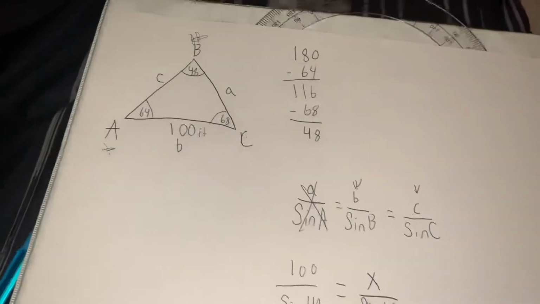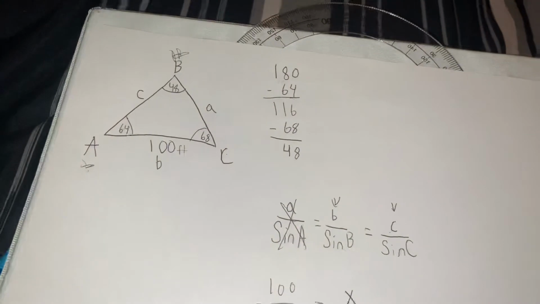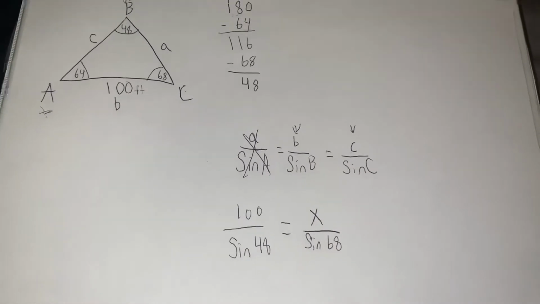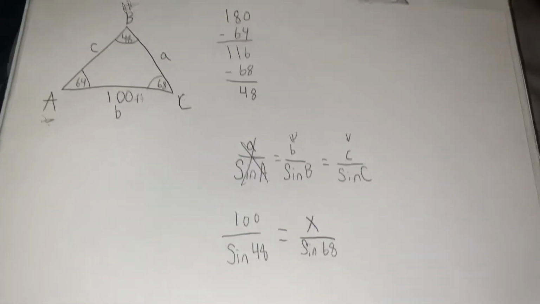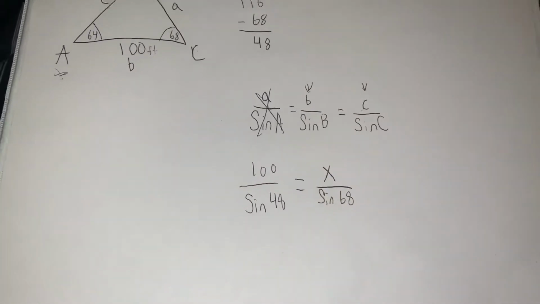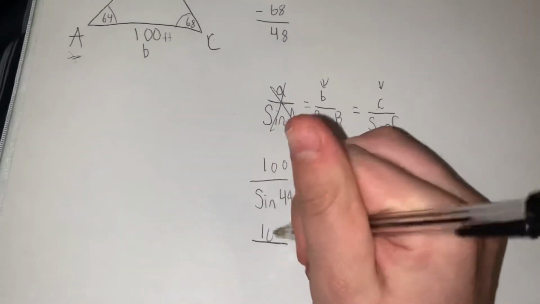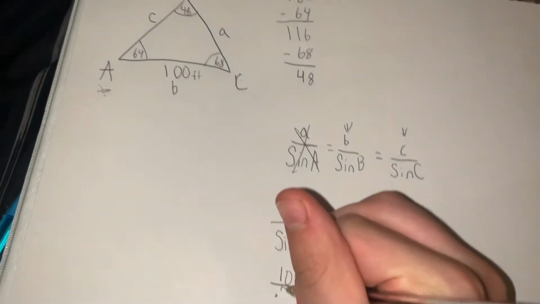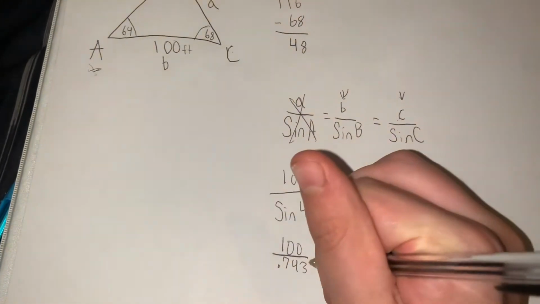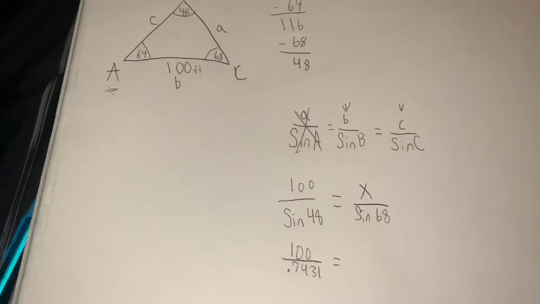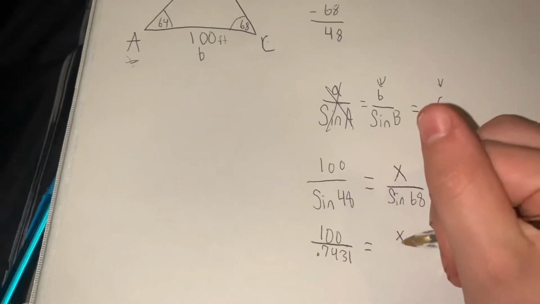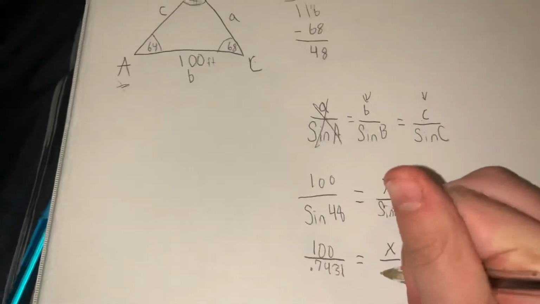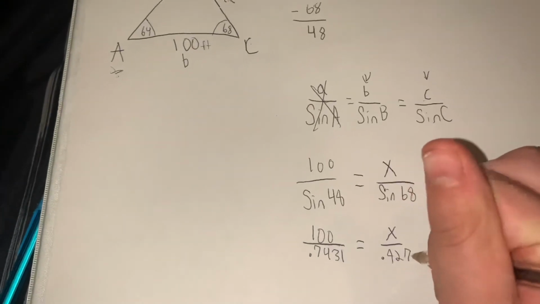Now, if you were using a calculator, it is good to know that your calculator should not be in radian mode, and it should be in degree mode. You want to make sure it's doing that, otherwise you won't get the correct answer you're looking for. So, we're going to go down here. We still have our 100. We want to plug that into the calculator, and we get 0.7431. We want to do the same over here, x over sin, and we get 0.9272.